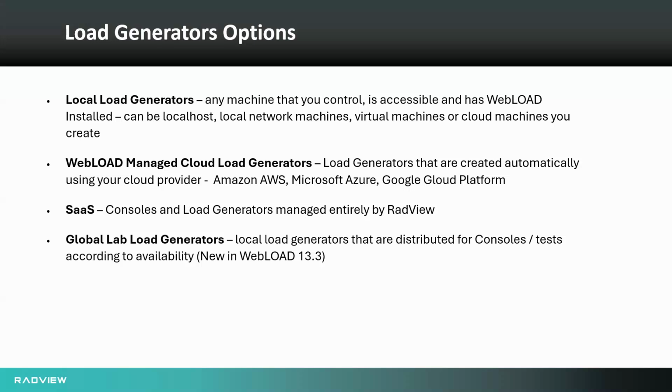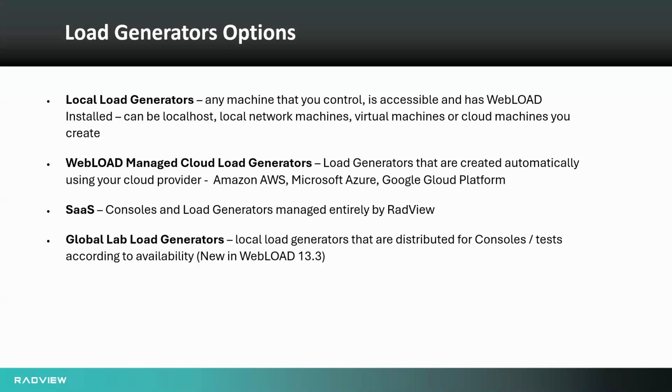Those are extra machines that you have. They can be Linux or Windows, and they get the commands, the scripts, the text files, and everything that needs to be run from the console, and then they generate the load. So we have simple local load generators. Those are machines in your network where you install WebLOAD manually and start them, so they are running. This is one type of machine.